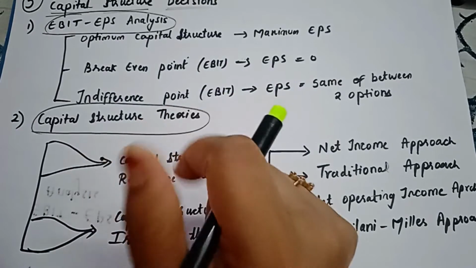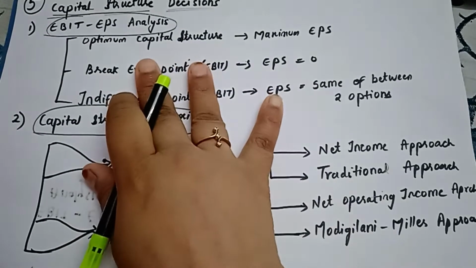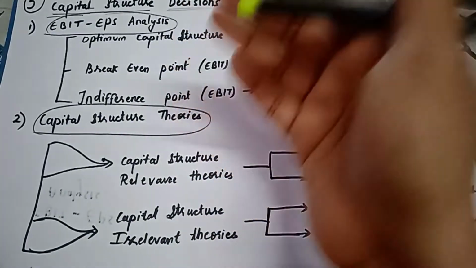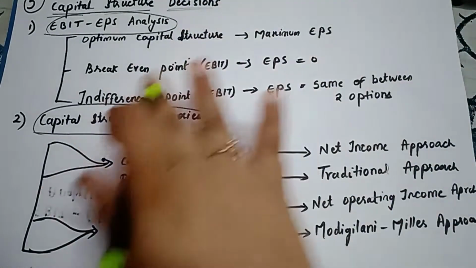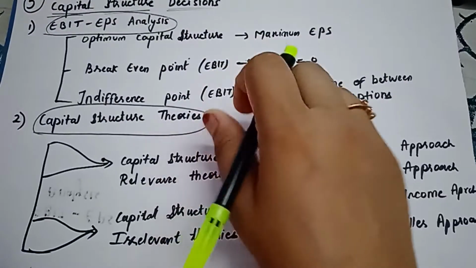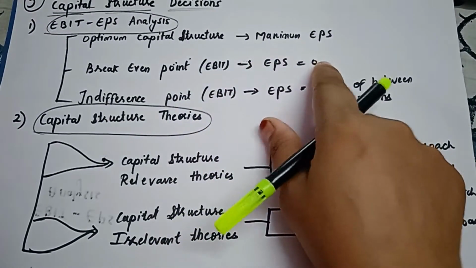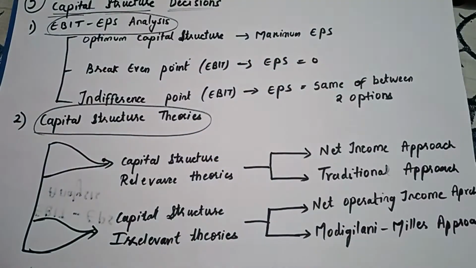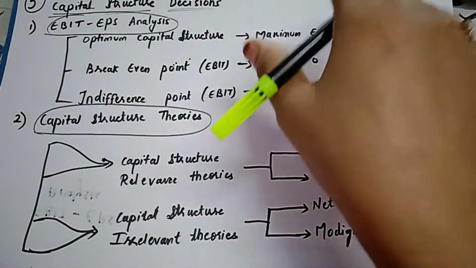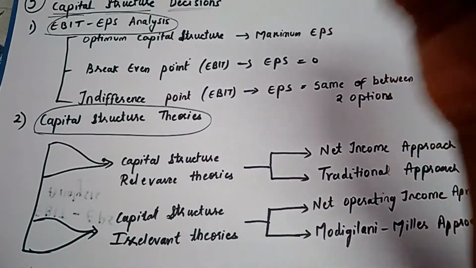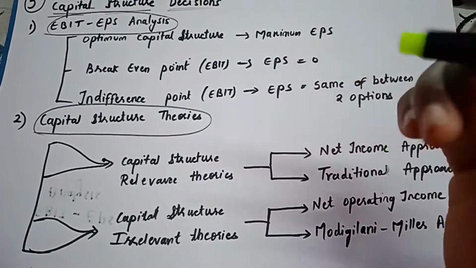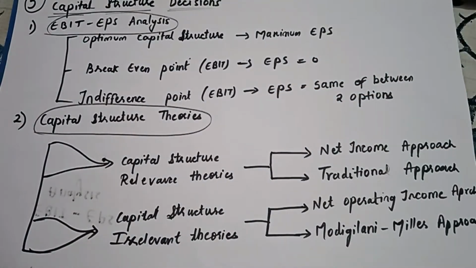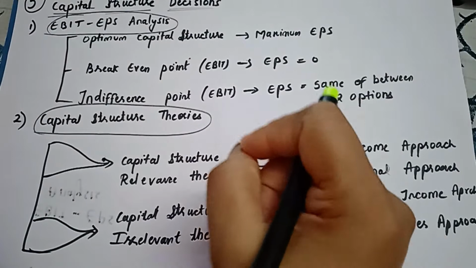What is optimum capital structure? Optimum capital structure means that you have to take the debt and start with your base in such a way that you earn the maximum EPS. EPS is the earnings per share, what the shareholders will be getting: the whole earning divided by the number of shares. If a person is holding one particular share, it is how much he'll be earning. So that is what the optimum capital structure is.